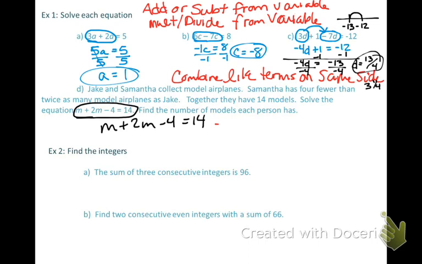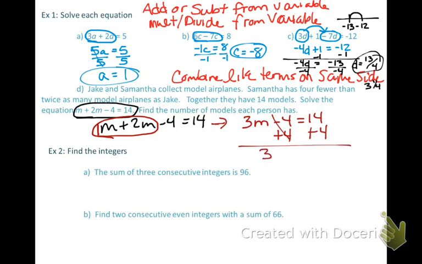Now, I notice that these are like terms on the same side. These two are the same. So you're going to add them up together. Well, the number in front of that m is 1. So it's going to be 1m plus 2m. I'm going to bring it to the side over here. So it's going to be 3m minus 4 equals 14. Now let's come back to a two-step equation. So I'm going to add 4 to both sides. So it's 3m equals 18. Divide by 3. Divide by 3. So m is 6.